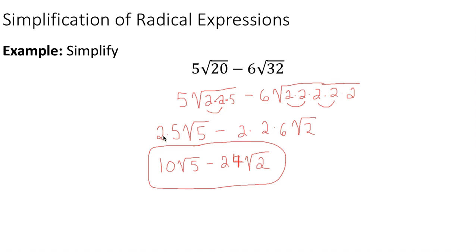And so checking the answer for this example, we have 5 times the square root of 20 minus 6 times the square root of 32. If we simplify, write it as prime factors, and take out the pairs, we should get 10 radical 5 minus 24 radical 2. These are not like terms, so we can't simplify any further.